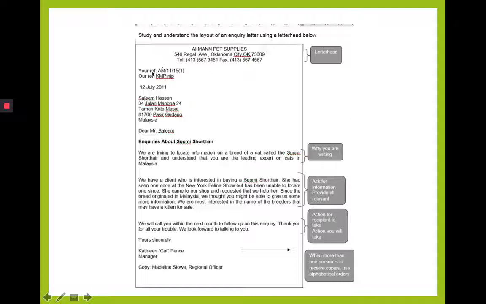So this will be the main things that you will have in the letter: sender address, date, receiver address, salutation, subject heading, introductory paragraph, the body, the conclusion, and then the complimentary closure. Alright, so that's how you are going to write your letter.